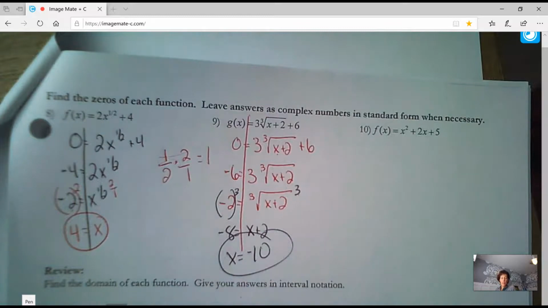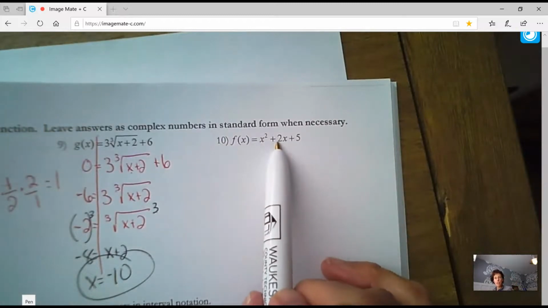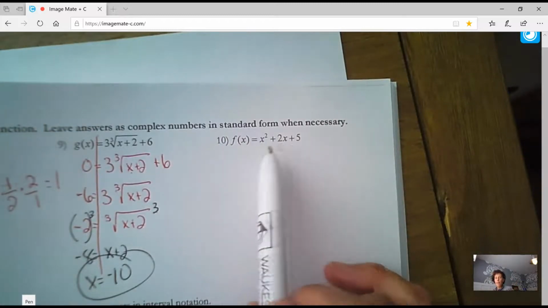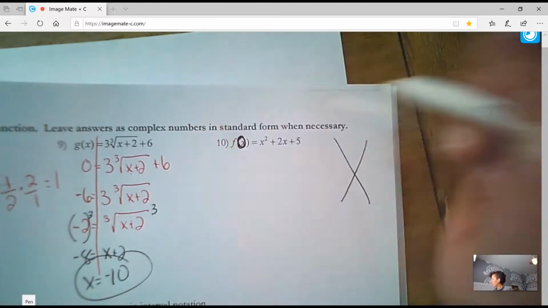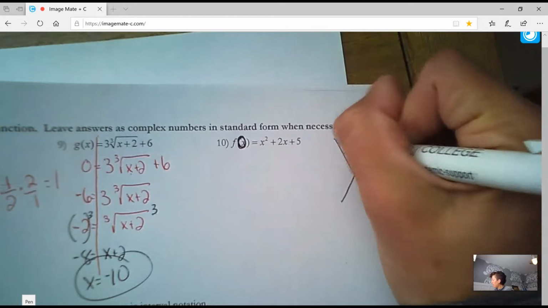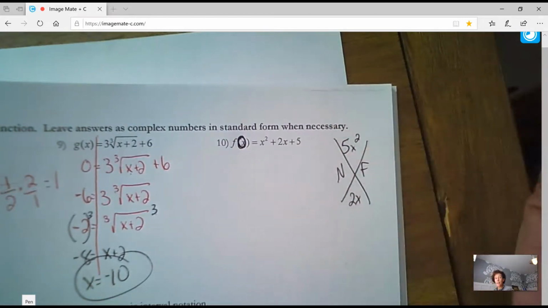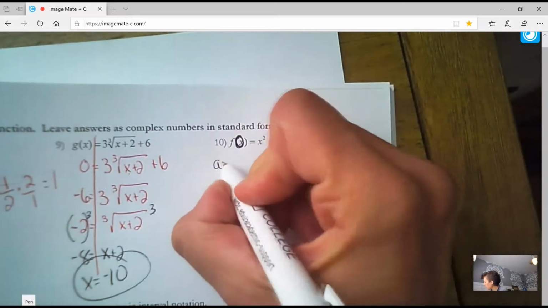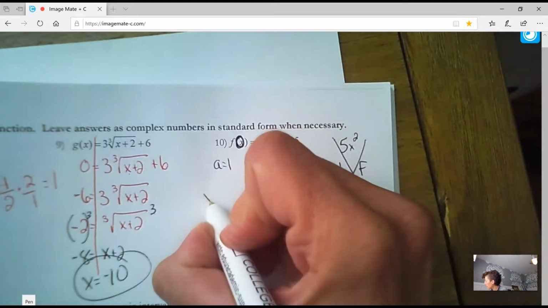All right? Finally, last one. This is kind of a throwback to the last chapter. There's more than one type of x we will try to factor, but you're going to quickly see. So find the zeros, equals 0. There are no factors of 5 that get us to 2. So since this is not factorable, we're going to do the quadratic formula where a is 1, b is 2, and c is 5. And here we go.